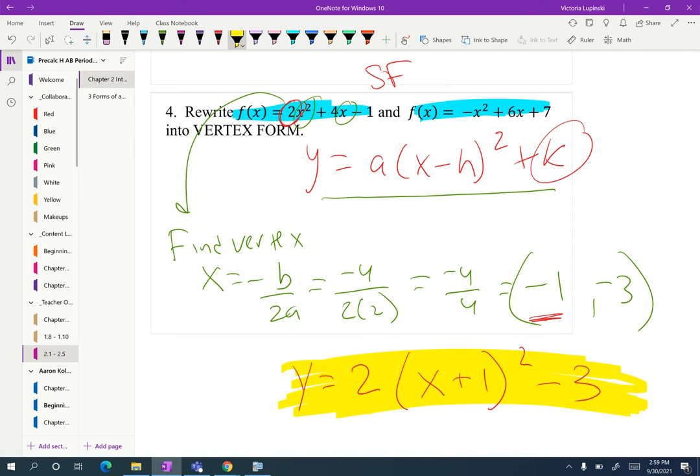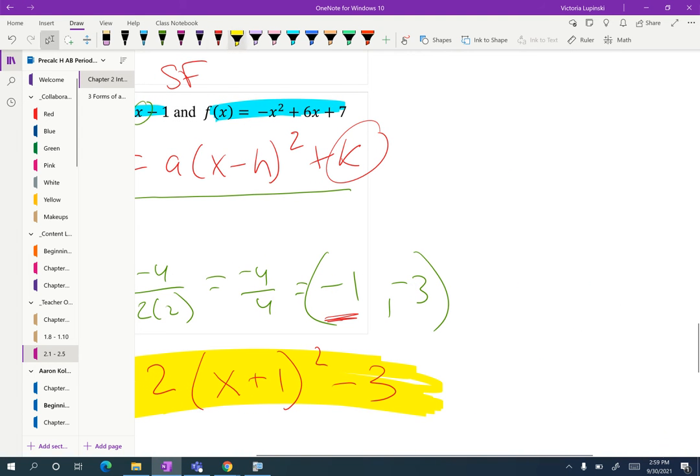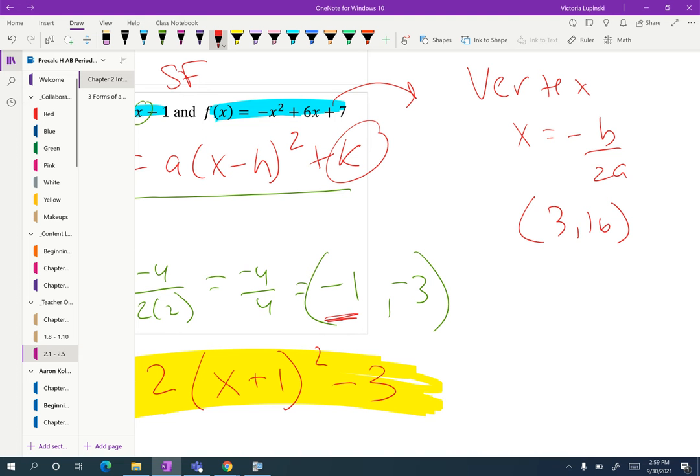Take a look at the second one. We want to go ahead and rewrite that into vertex form. So again, in order to do that, you have to start by finding the vertex. So I'm going to take this problem. This is actually the problem from earlier. In order to do the vertex, you're going to use -b over 2a. This is the same problem that it was earlier, so that's 3, 16.